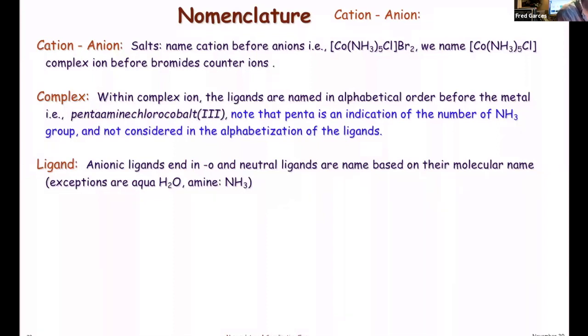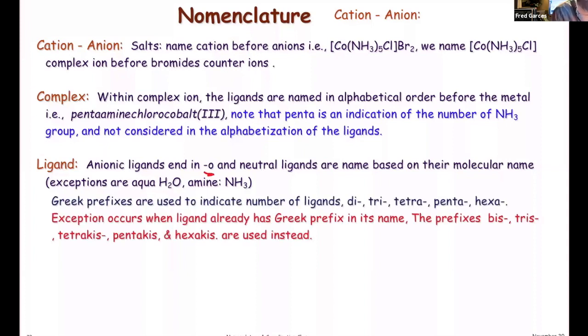Anionic ligands, that is ligands that have charge, end with an O. That's why when I said chlorines are not chlorides, they're chloro, okay, because they're anionic, they're charged. Amine is just amine. It's not amino because amines are neutral. Water is aqua. It's not aquo because water is neutral, okay? Other examples, CN minus, cyanide. It's not cyanide, it's cyano. It ends with an O.